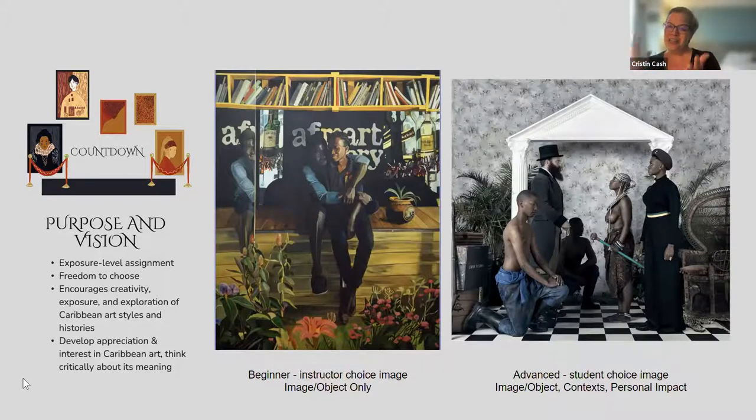And as you can see, it works on different levels, where you can have students do that first level with just some sensory responses. And then I piloted a more advanced option in one of my classes where the students would choose the artwork and then do this exercise with other students. And it created some more advanced level interactions and responses to the artwork. Next slide.